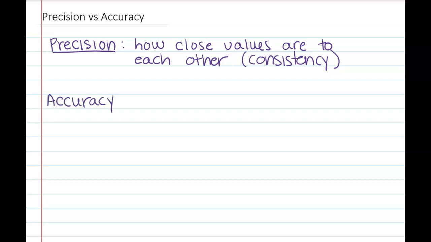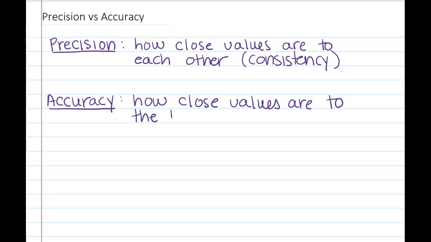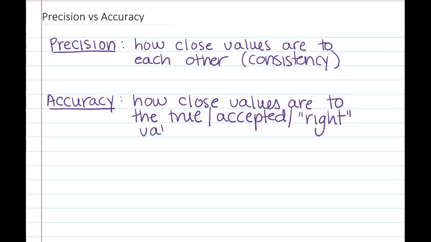Accuracy is how close values are to the true or accepted or right value. This is basically correctness.